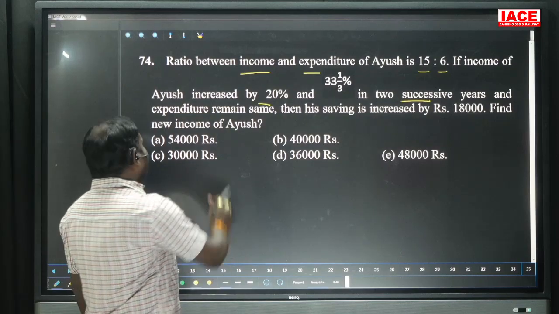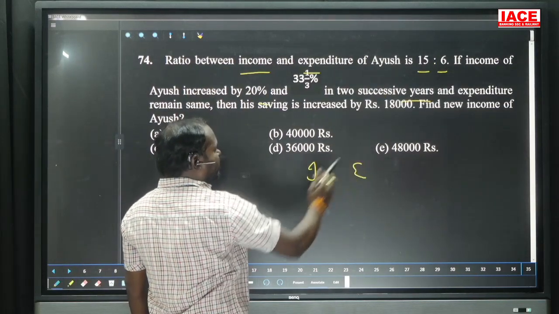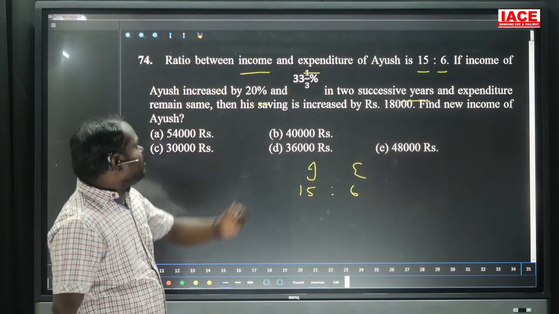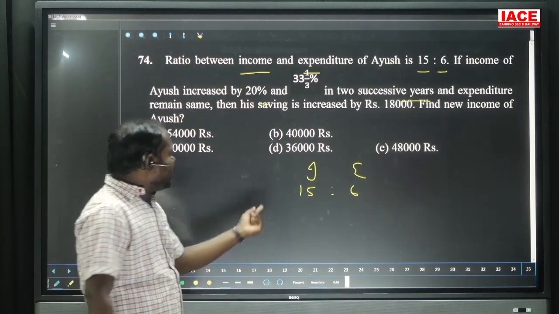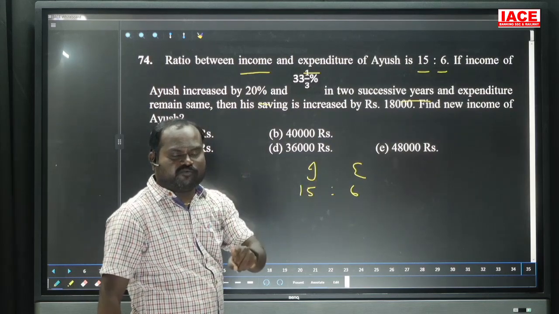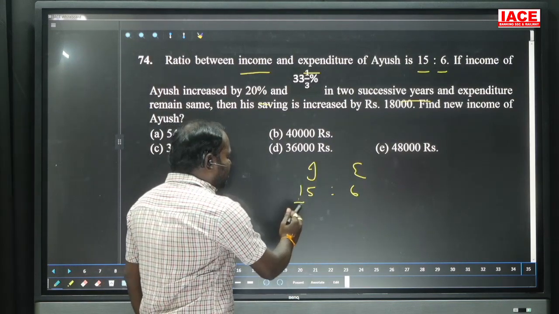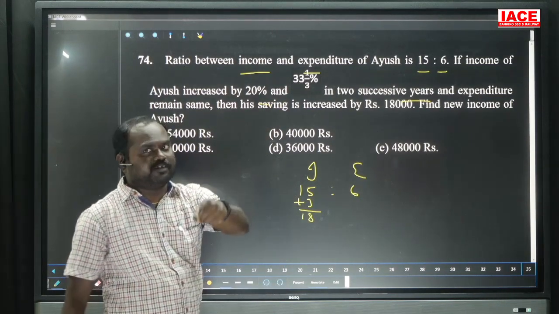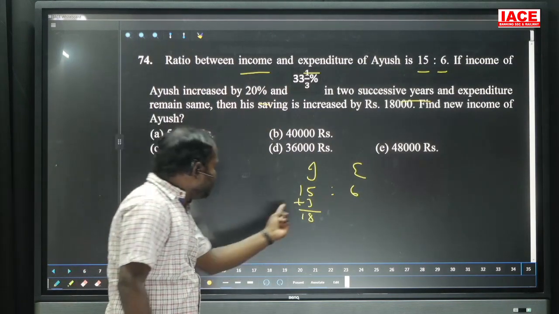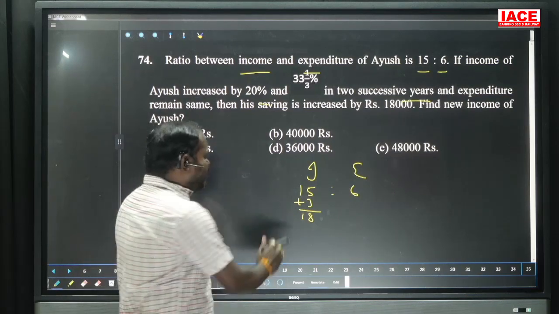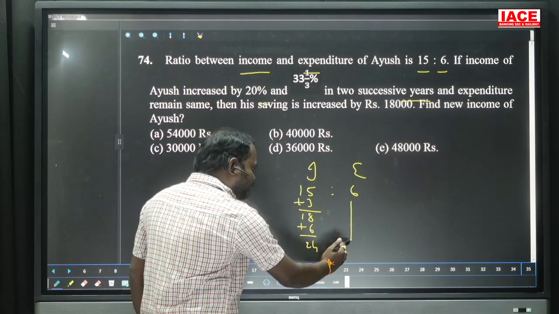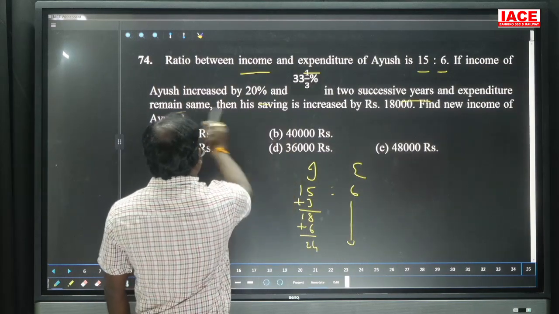If you observe carefully here, income and expenses are in the ratio 15:6. In the first year, income is increasing by 20%. What is 20% of this? 10% is 1.5, 20% is 3, additional 3, so how much? 18. Next year 33 1/3%, nothing but one third, is increased. What is one third of this? 6. 18 plus 6 is 24. The expenditure is the same, because the problem says the expenditure remains the same.